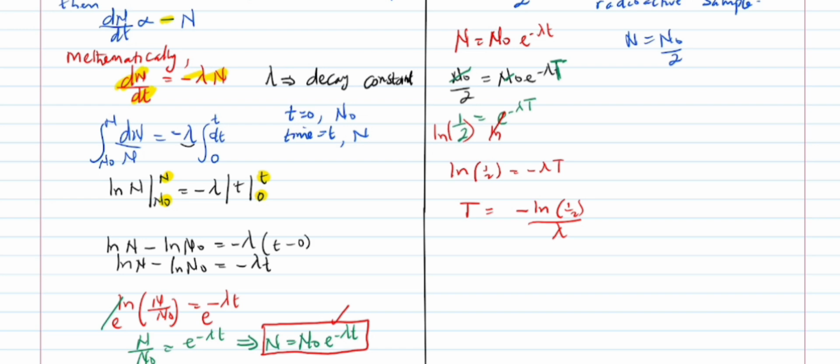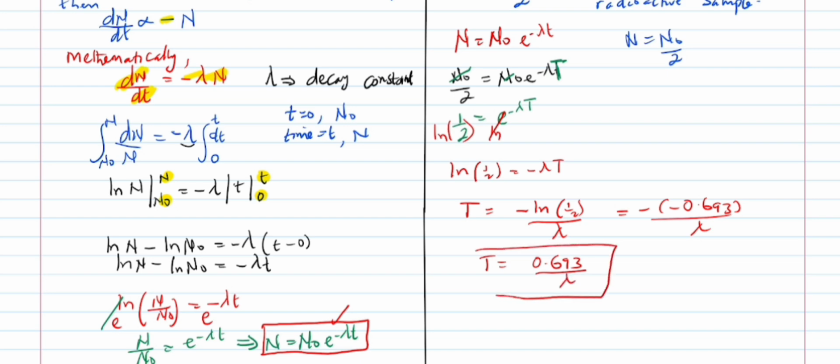Then you can take your calculator to find the natural logarithm of half. That will be equal to minus 0.693 approximately over lambda. So t is equal to 0.693 over lambda. So this is the relationship between the half-life and the decay constant. So we can also make use of this to relate both of them.